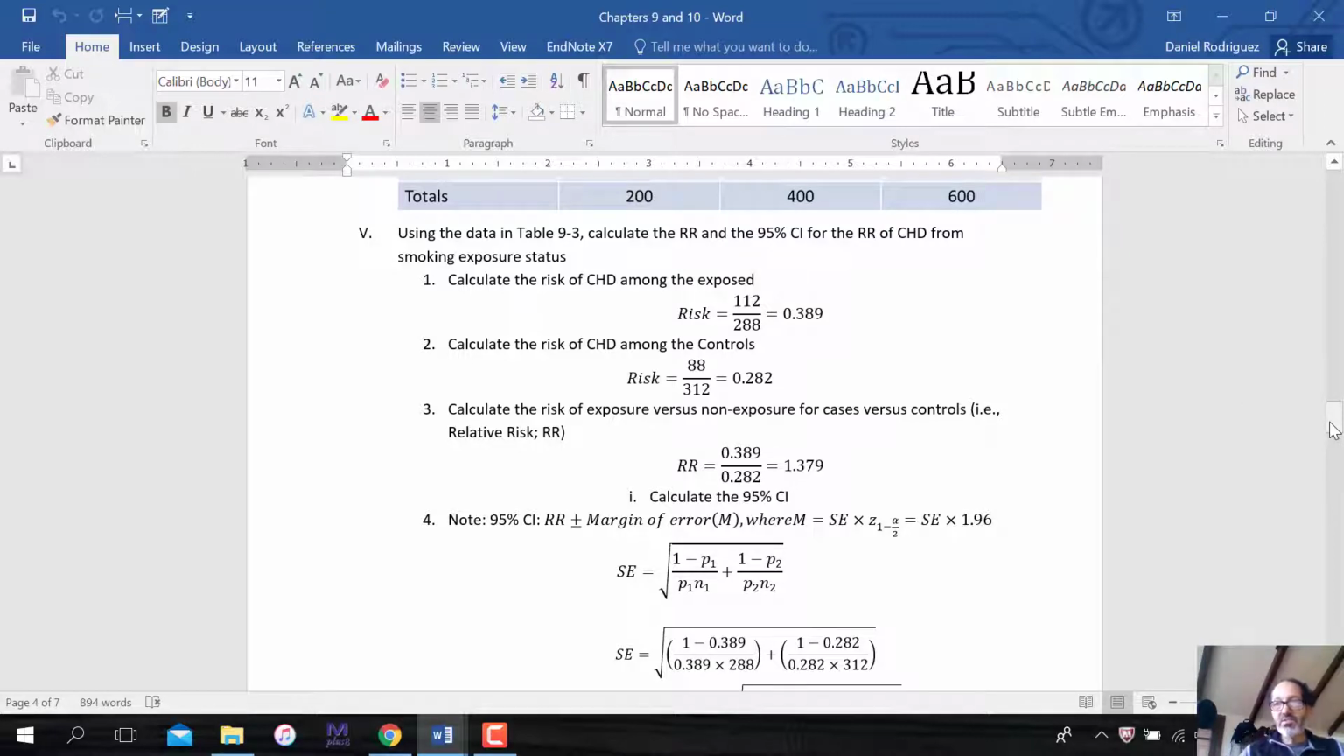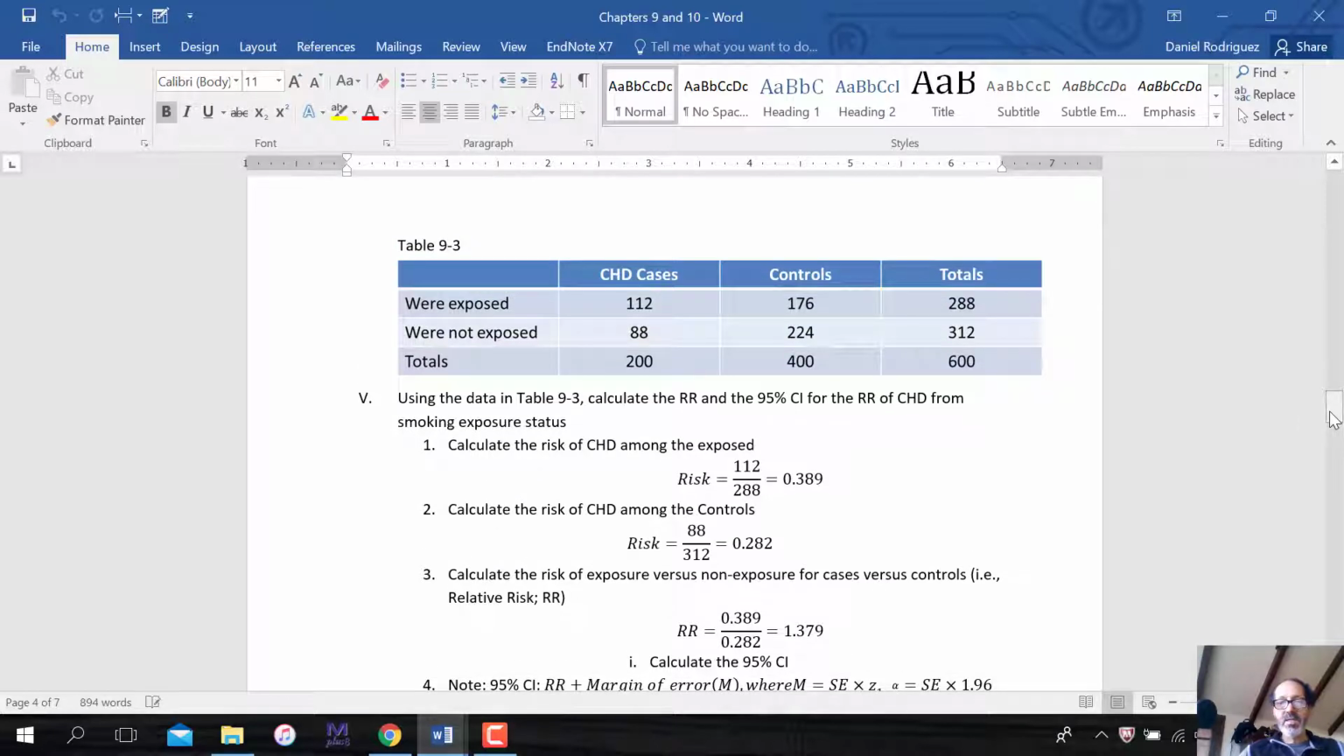Relative risk and odds ratios are similar. You just have to make sure you understand that relative risk is about incidence, number of new cases, so it can only be used when you have a cohort study design. Odds ratio can be either used when you have a cohort study design or a case control study design.